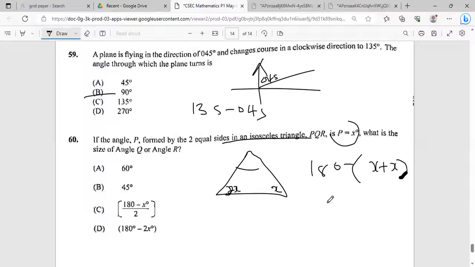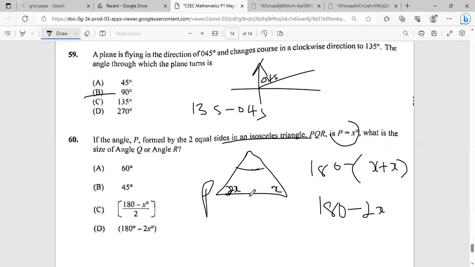This one is a little bit better though, so it will be 180 minus 2x. And so what is the size of angle Q or angle R? Hold on. This is not done yet. Let me see if I read this right. So it says if angle P is formed by two equal sides of an isosceles triangle, P equals x, what is the size of angle Q or angle R? You know, I know this too, because watch out, it's an isosceles.